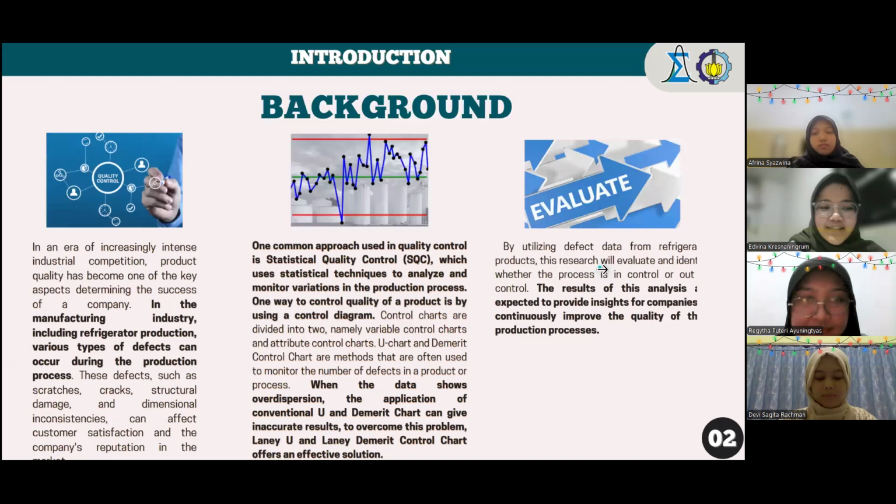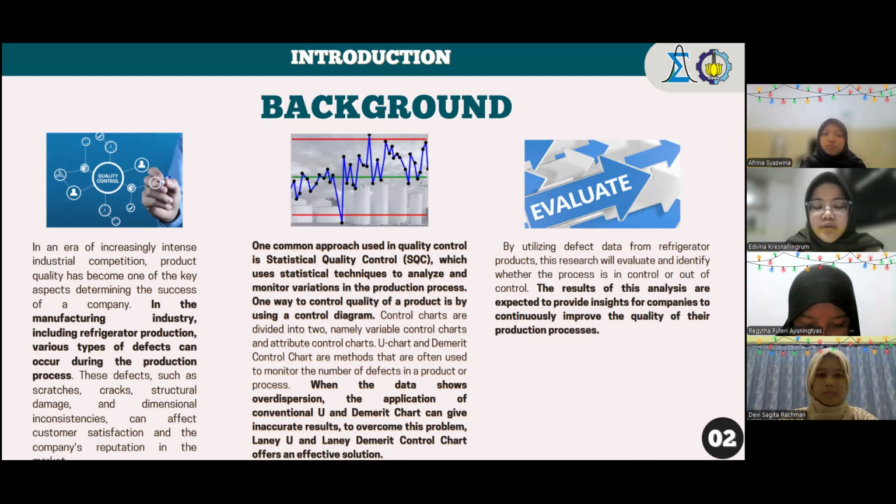Okay, the background on this case is in an era of increasingly intense industrial competition, product quality has become one of the key aspects in determining the success of a company. In the manufacturing industry, including refrigerator production, various types of defects can occur during the production process. One common approach used in quality control is statistical quality control or SQC, which uses statistical techniques to analyze and monitor variations in the production process.